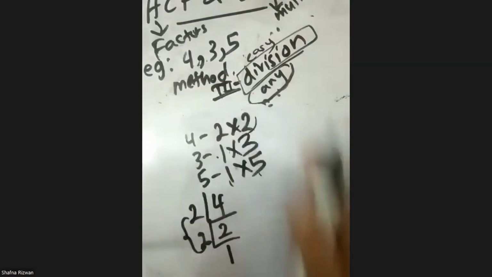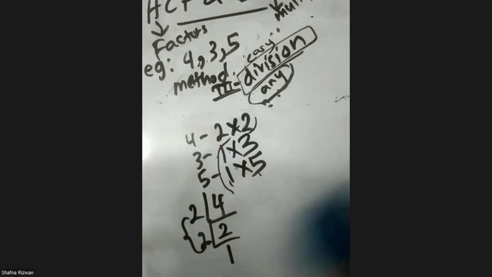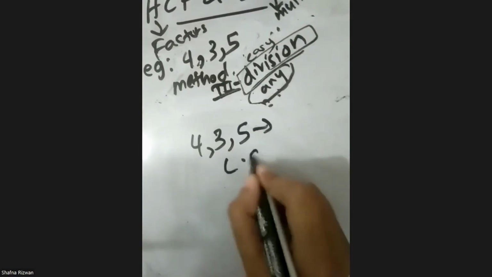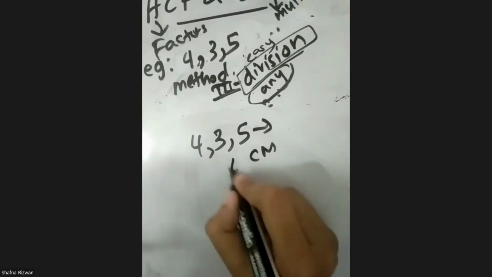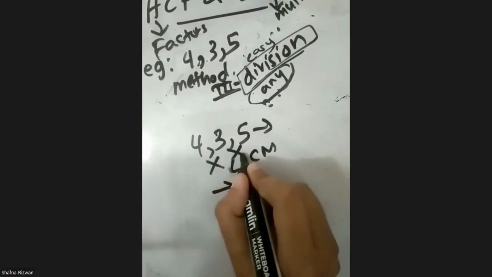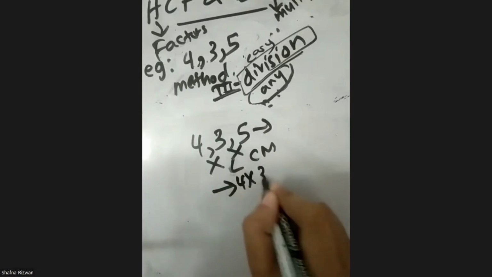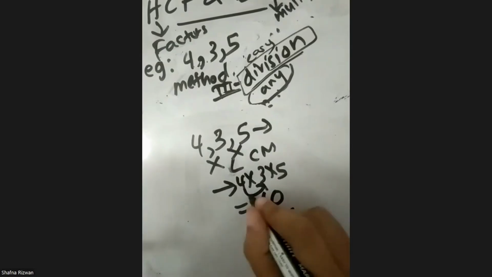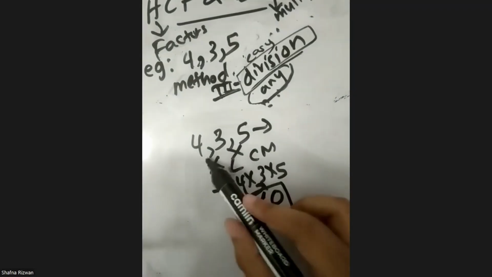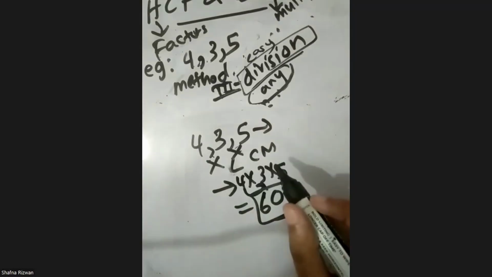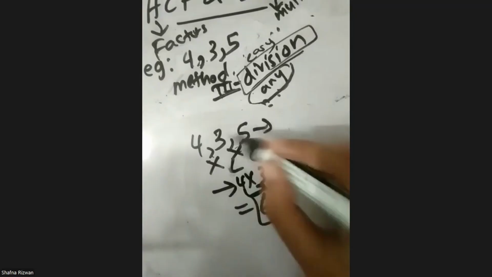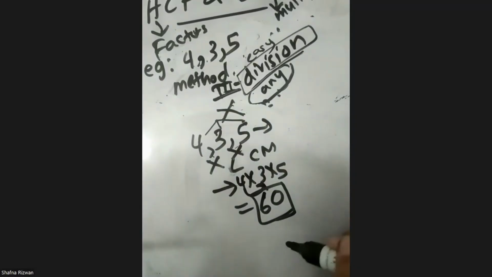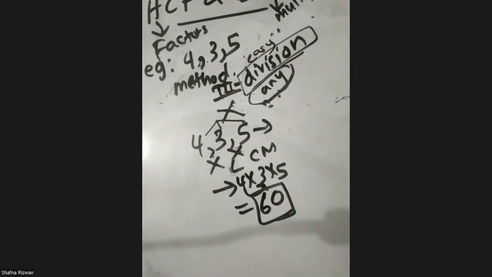So when you have numbers like this where you don't have any common number, what will you do? To find the LCM for those numbers, you will multiply the numbers themselves together. 4 multiplied by 3 multiplied by 5, then you can get the LCM. 4 3s are 12, 12 5s are 60. 60 will be your LCM for these numbers. When you don't have any common numbers to divide by, you will multiply the numbers themselves together, and then you can find the answer for your LCM. Did you understand? Okay, guys.